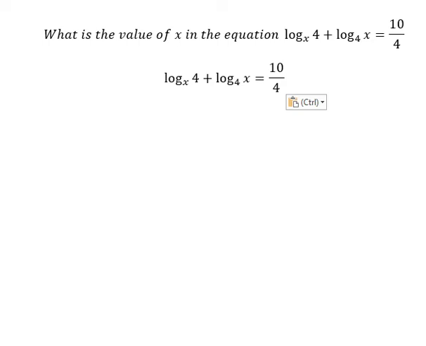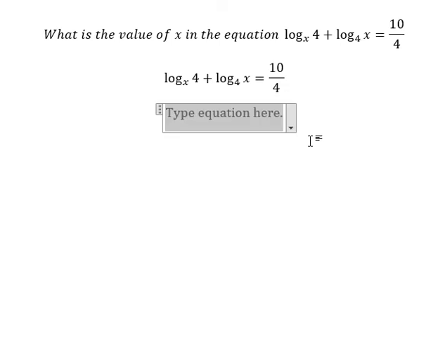The topic today is about finding the solution. So now I will show you how to answer. First, we need to find the domain.